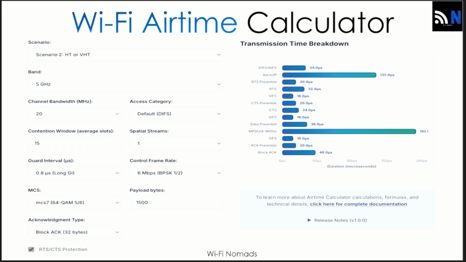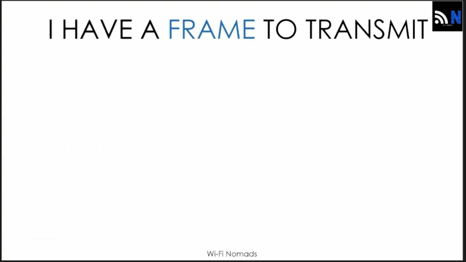So let's see how we built this Wi-Fi Airtime Calculator and the math behind it. Before that, let's talk about when I have a frame to transmit, what is the transmission process it has to follow. In Wi-Fi, you cannot just transmit a frame like that, right? You have to follow certain protocols, which is CSMA.